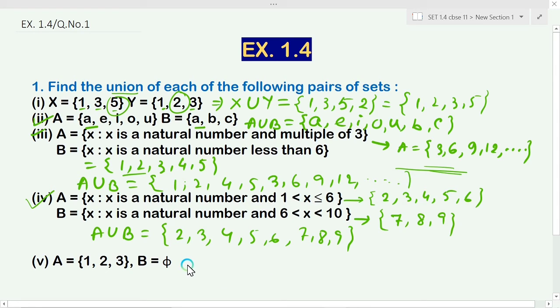Now the last question, A equals to 1, 2, 3, B equals to phi. In the property of union, we notice that union of any set with phi is always A. So for this case, A union phi will be 1, 2, 3, as A is 1, 2, 3. So this is the answer. So this is question number 1, which we have done.